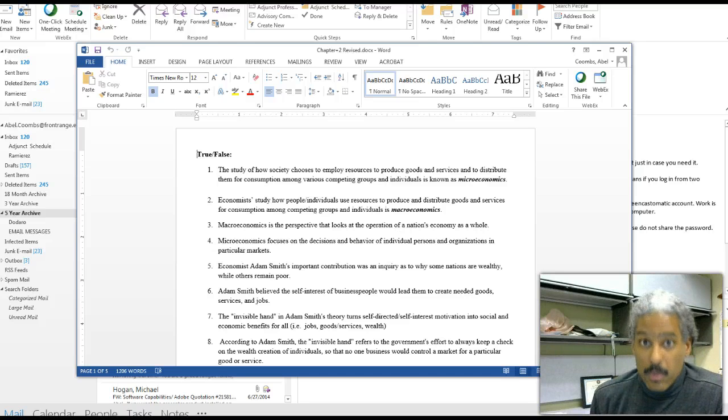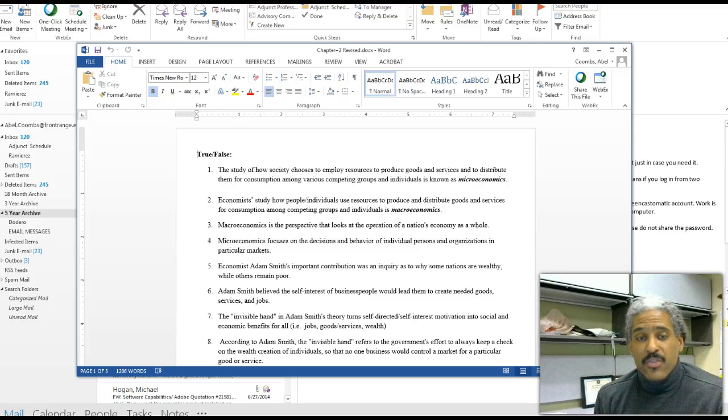3, macroeconomics is the perspective that looks at the operations of a nation's economy as a whole. True, the nation. 4, microeconomics focuses on the decisions and behavior of individual persons and organizations in particular markets. True. Economist Adam Smith's important contribution was an inquiry as to why some nations are wealthy while others remain poor.